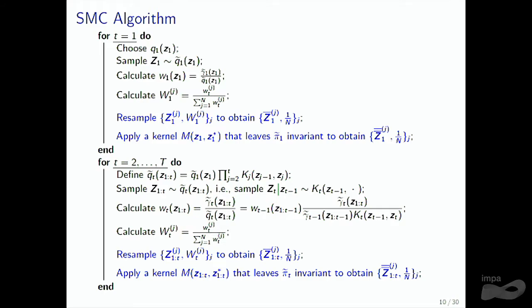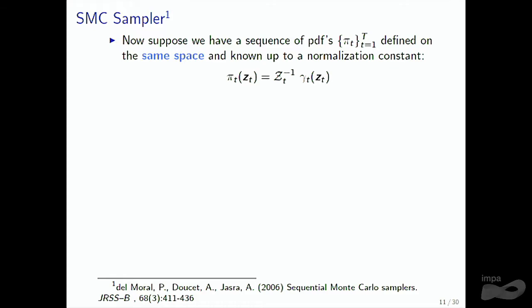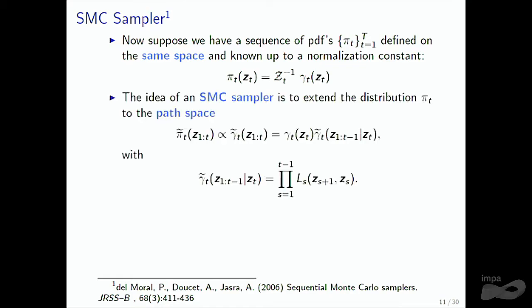Okay, so this is a problem on the path space. But now let's imagine that we have a sequence of probabilities defined on the same support. So let's say that this is pi t without the tilde. The tilde was for the path space. And it is defined exactly as before. Z is the normalizing constant. Gamma is the unnormalized version.